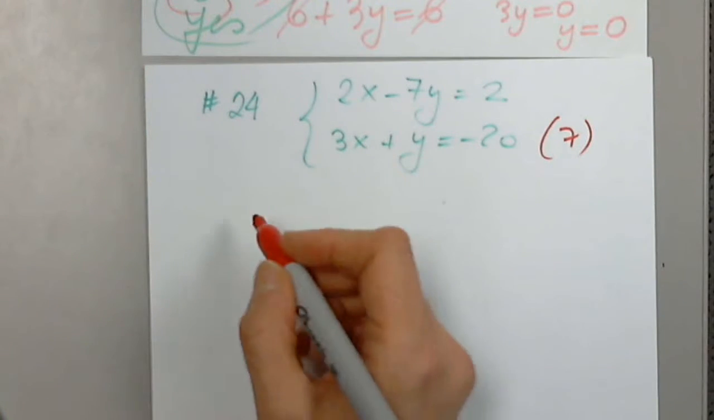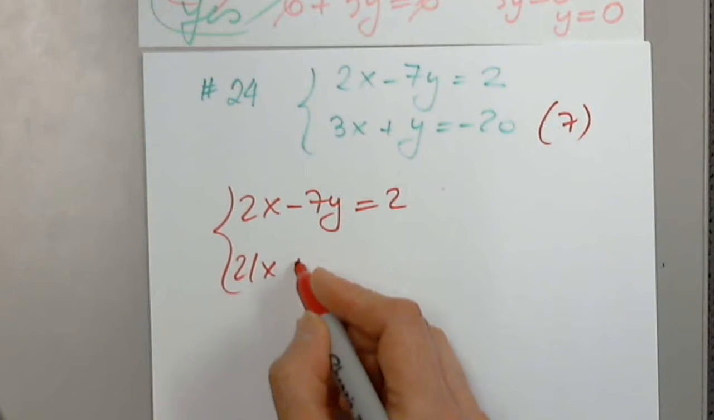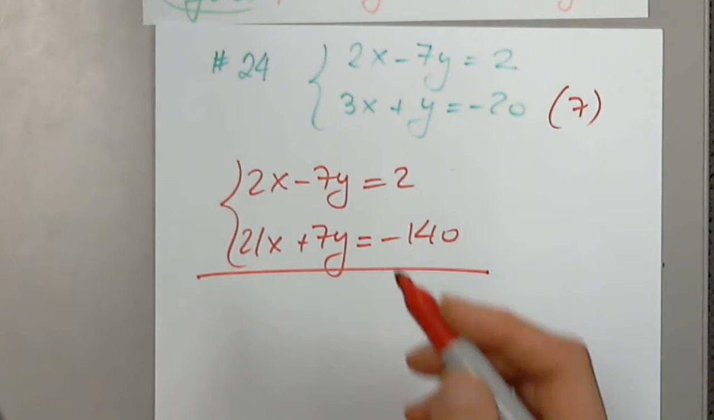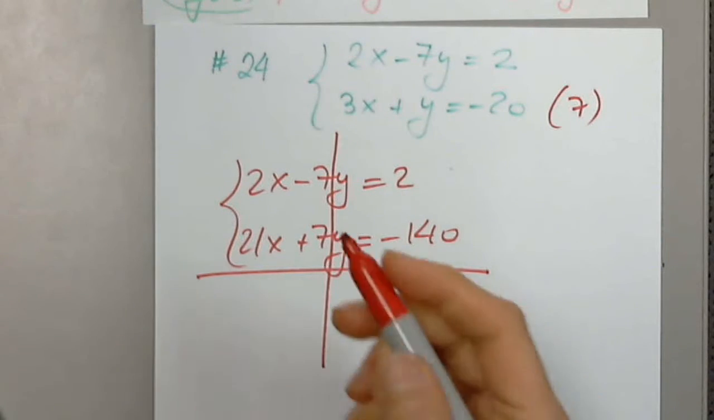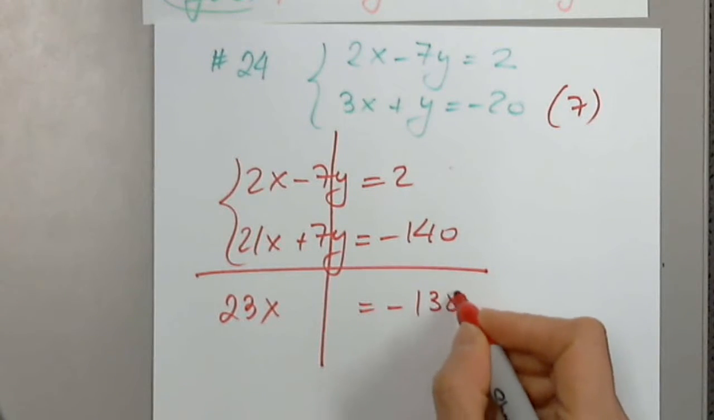Everything term by term. So 2x minus 7y equals 2, and the next one is 21x plus 7y equals negative 140. And now, yes, that was my target. My target was to eliminate y. That's the reason why I multiplied the second equation, both sides, by 7, because it gave me the exact opposite of that term. That's why I know they're going away. And now I perform the calculations. So then I have 23x, and this is negative 138.